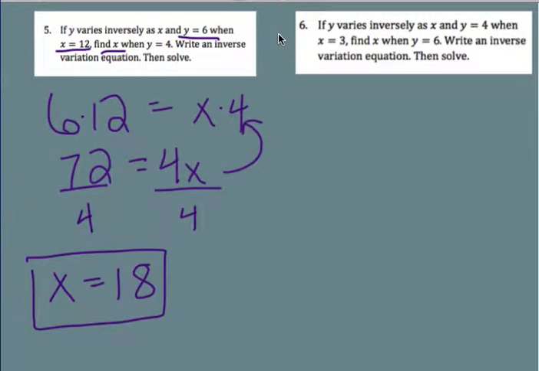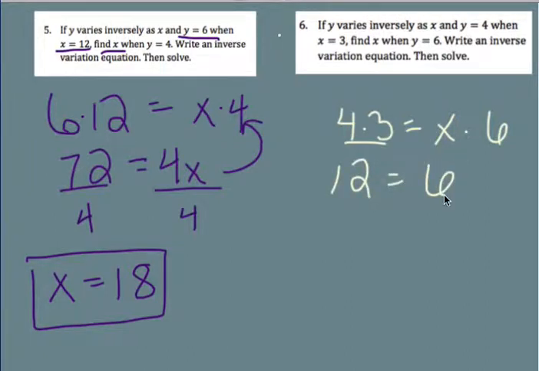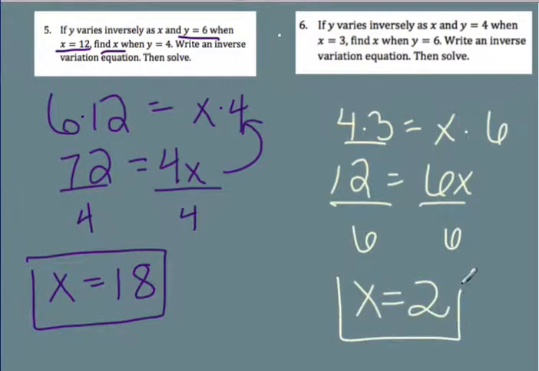Now, we want to find y varies inversely as x, so we know that y is 4 when x is 3, so we're going to multiply those two together, and we want to find x when y is 6. Well, 4 times 3 is 12. 6 times x is 6x. Divide both sides by 6, and we end up getting that x is equal to 2.